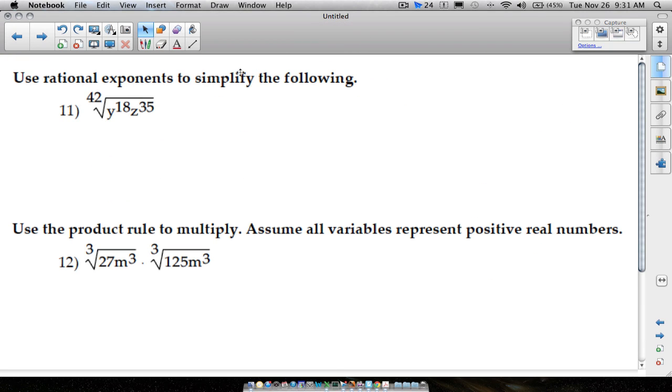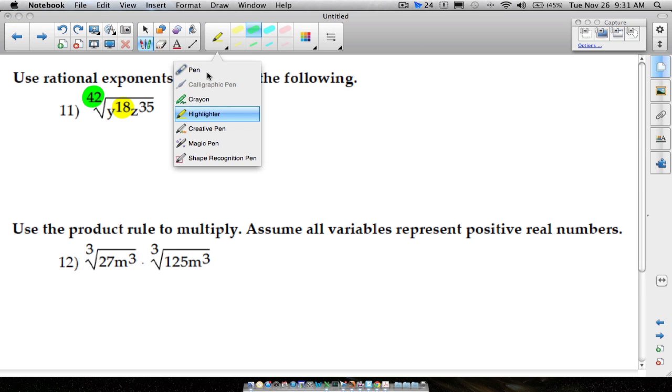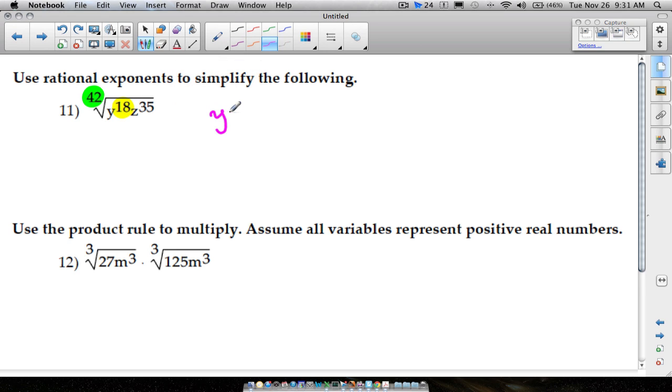Use rational exponents to simplify the following. So now we're going backwards. Remember, the number on the inside is your numerator, the number on the outside is your denominator. So therefore, for that first piece, we have y to the 18 over 42 power. And then we're going to do the same thing with that z. We put 35 over 42. So we have z to the 35 over 42.